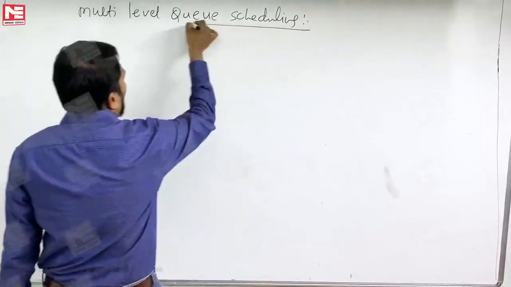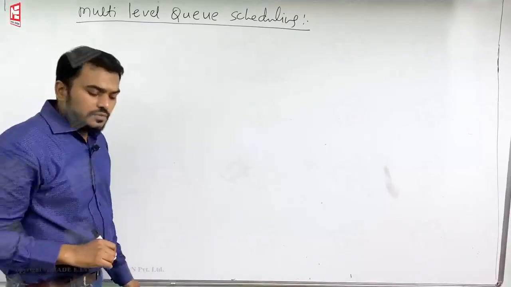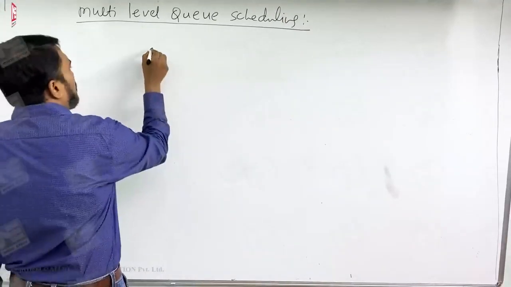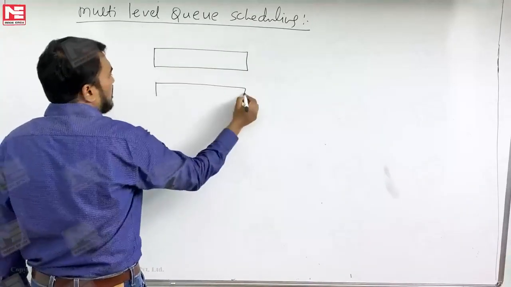Note down, please make a proper copy. Multi-level queue scheduling algorithm. So what happens in the multi-level queue scheduling algorithm? So please copy this diagram.